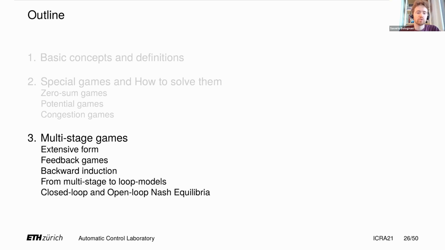Okay, what we're going to cover now is an extension of games to what are called multi-stage games. And we're going to see in a second what the multi-stage games are. We're going to touch on five points. We're going to look at how to represent them in the extensive form, a subclass of feedback games, what backward induction is in the solution of these games, and then move to loop models and dynamic games, where you can talk about closed loop and open loop and Nash equilibria. And that's quite some material that would be useful if you plan to use game theory for motion planning.